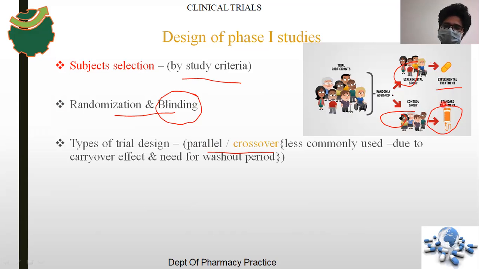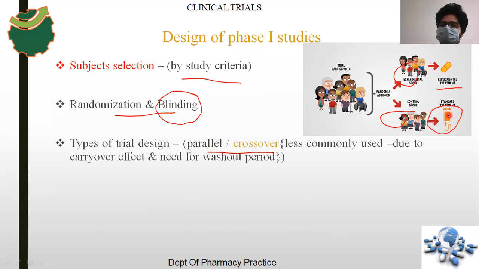Mostly we don't follow crossover designs, because once you give this drug and want to shift people from receiving the experimental test drug to placebo or a standard treatment, these people have to wait for a certain period until the experimental drug leaves the body completely. That is called the washout period. The drug should completely clear from the body, and not even 0.05% of its effects should be there in that person. Only after the person is clear can we give the standard treatment.